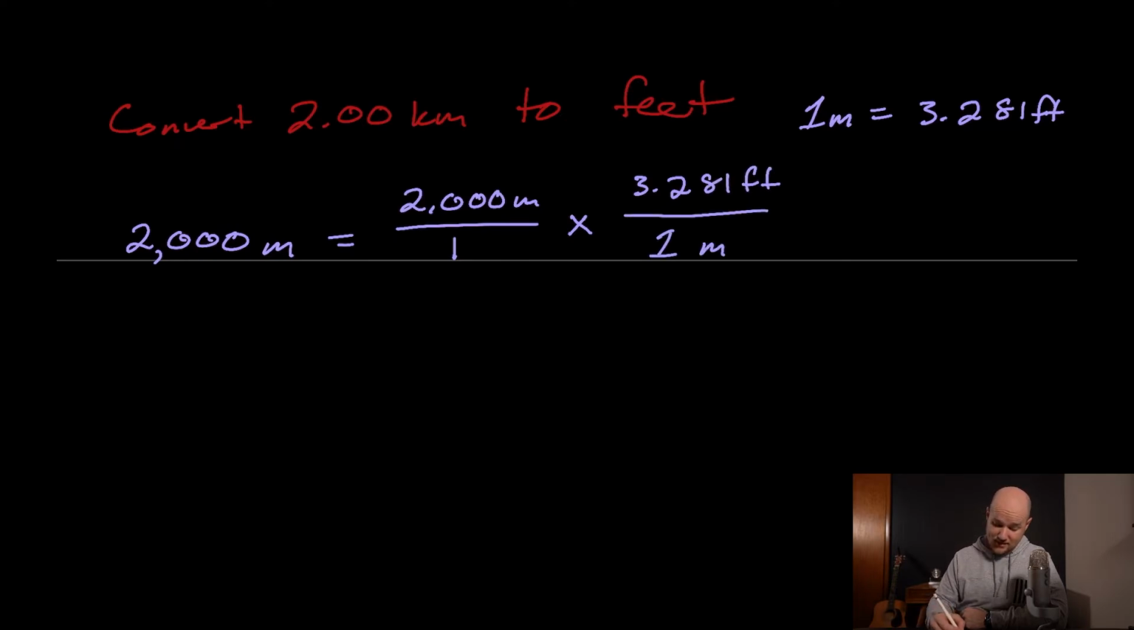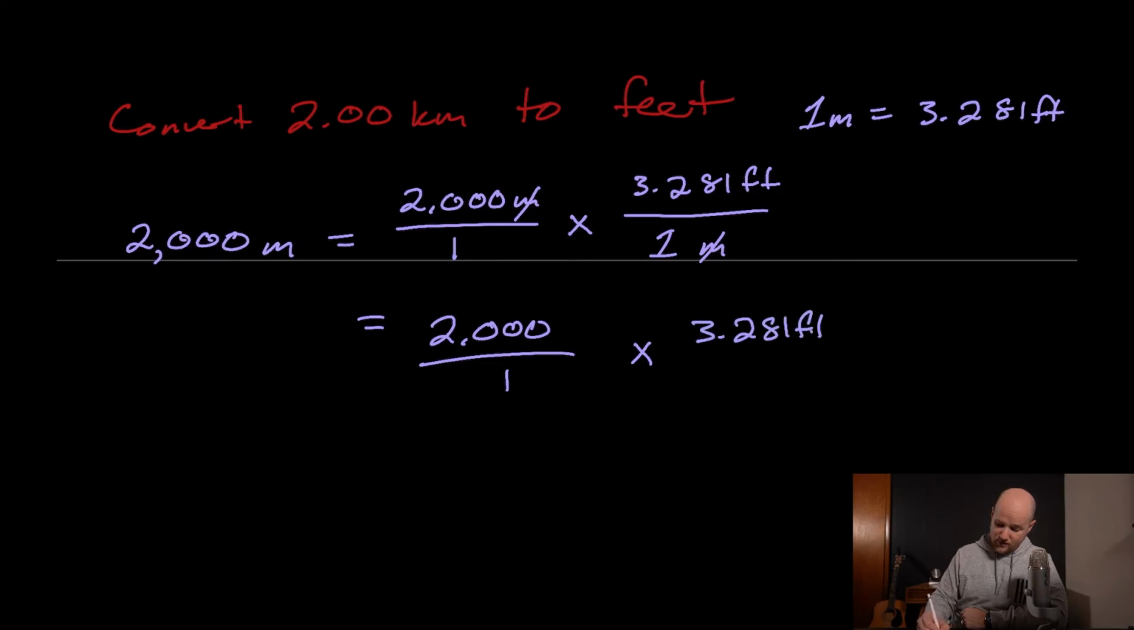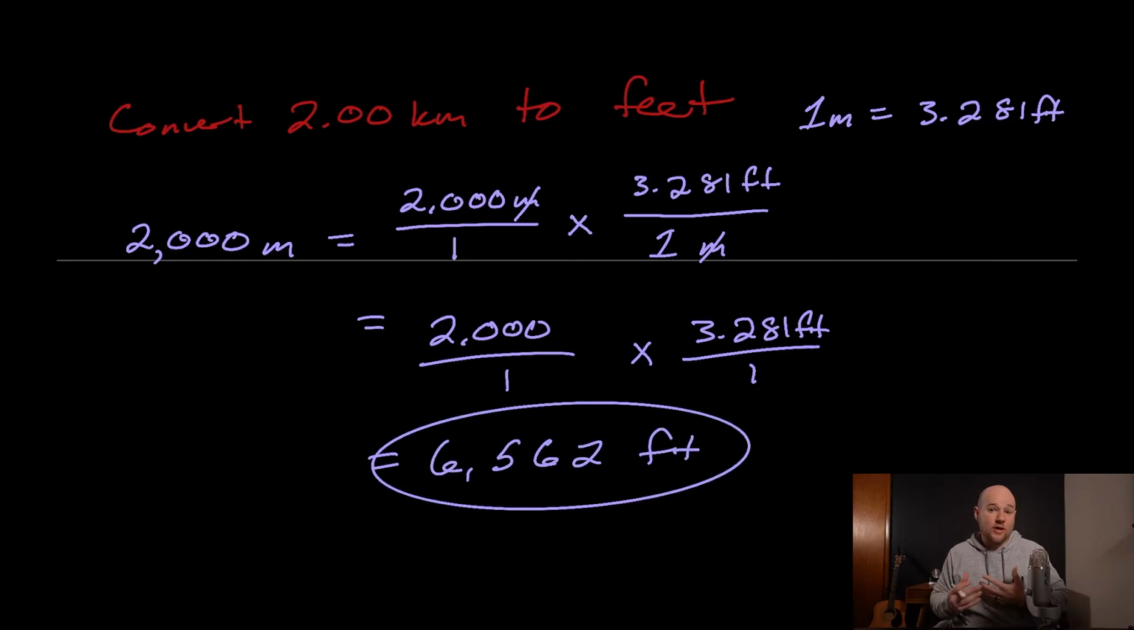So what that does is it cancels out my meters, and it leaves me with 2,000 divided by 1 multiplied by 3.281 feet divided by 1. You plug that into your calculator, you're going to get 6,562 feet. Now that's all well and good and pretty simple so far, right? Let's bump it up a little bit to make it a little bit harder.